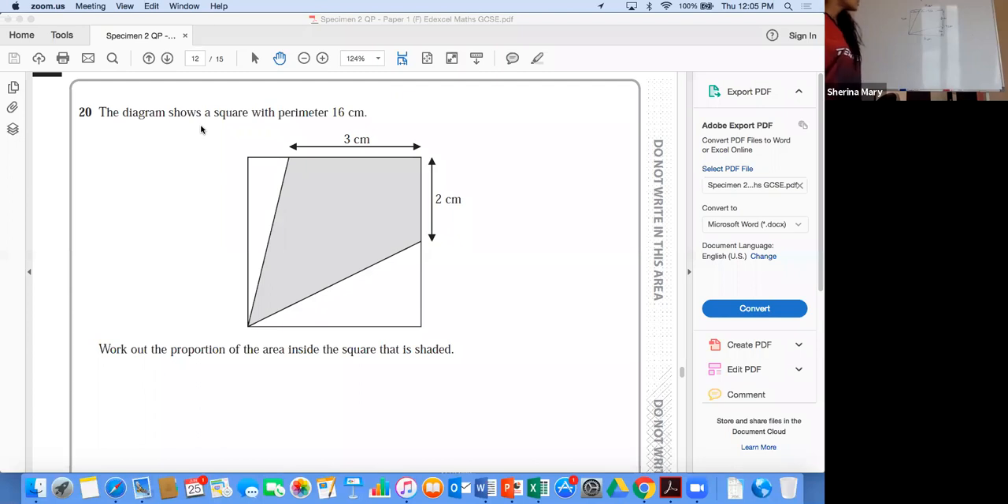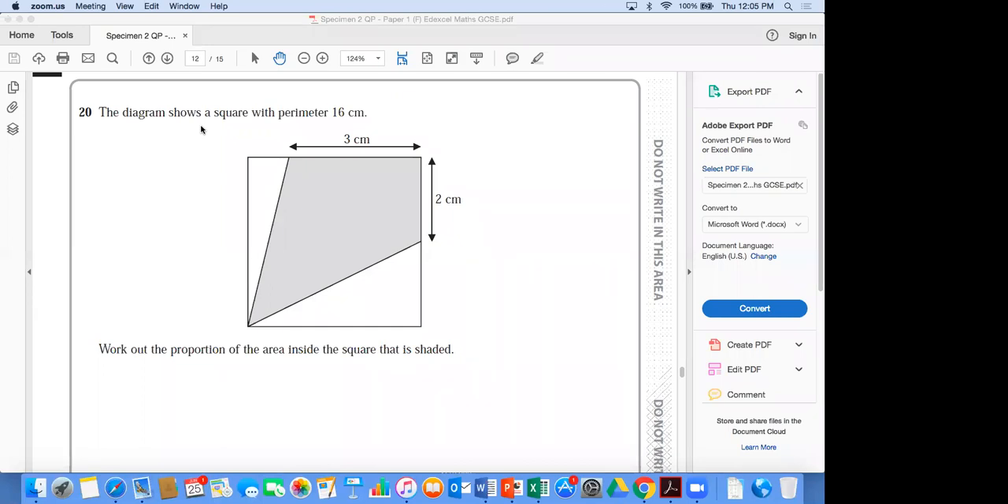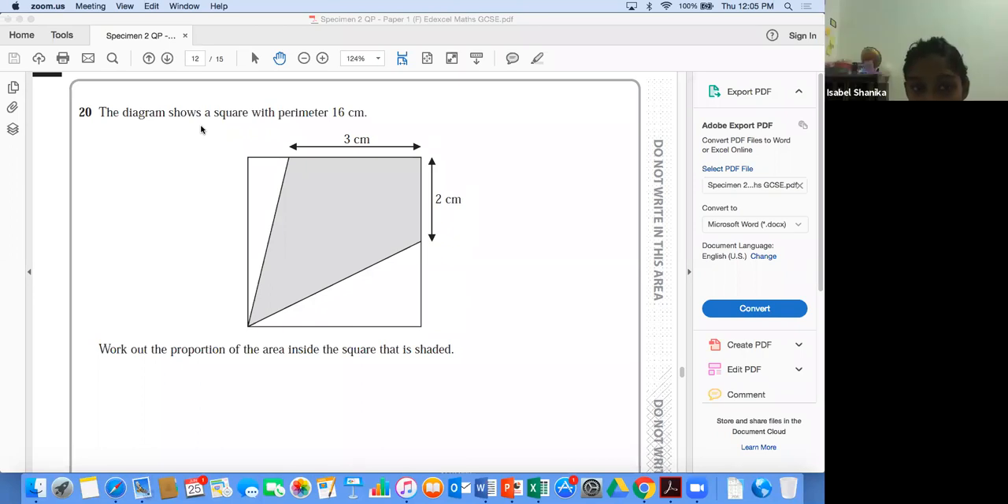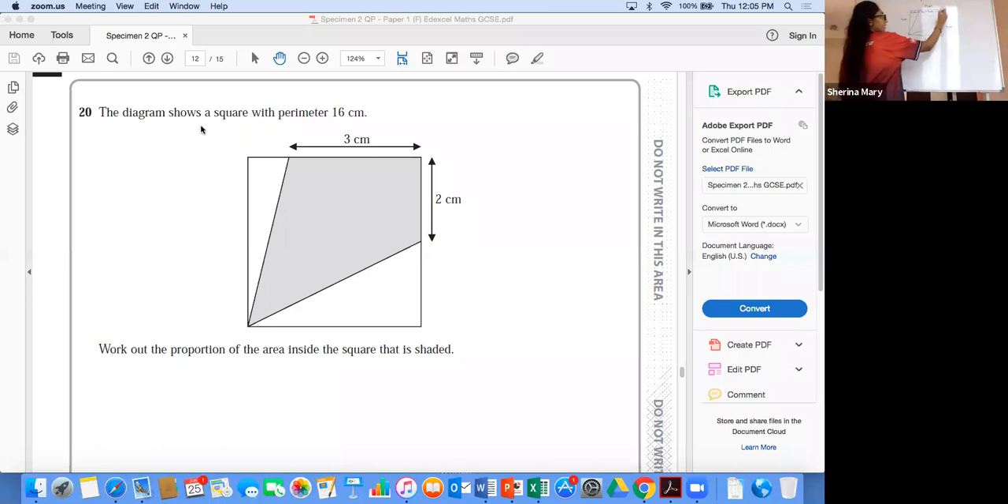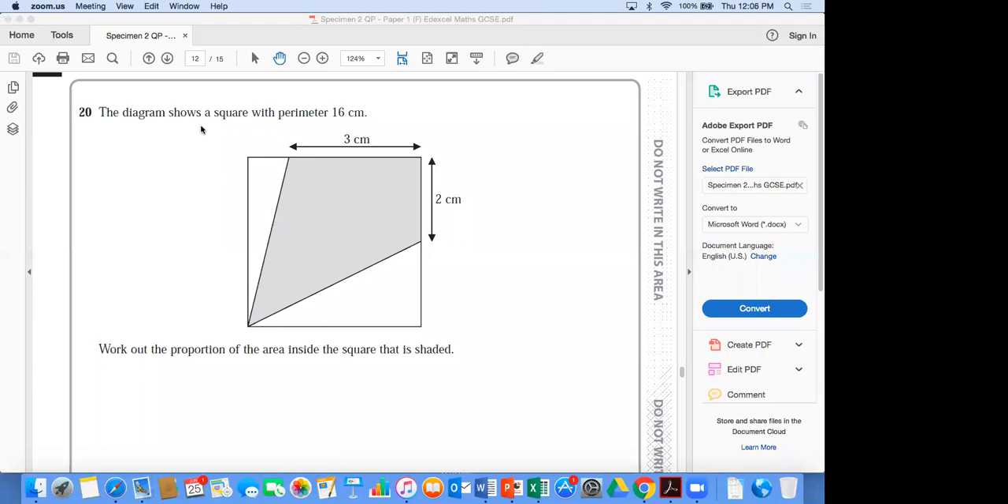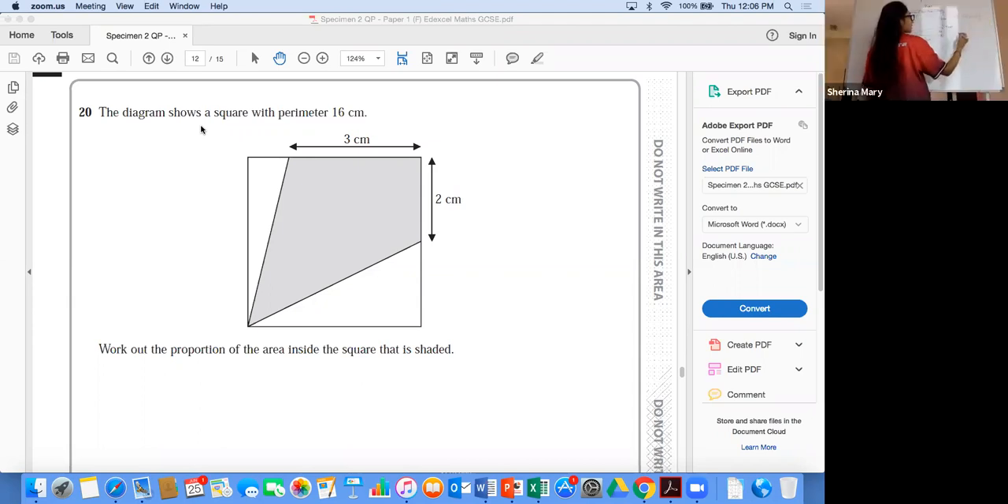If I separate into 2 shapes, what will I get? Here you can use a right angle triangle and a triangle. Yeah, so like this. Okay. So the right angle triangle, what will be the area? 3 times 2 times 1 over 2. Okay, that is for this area.